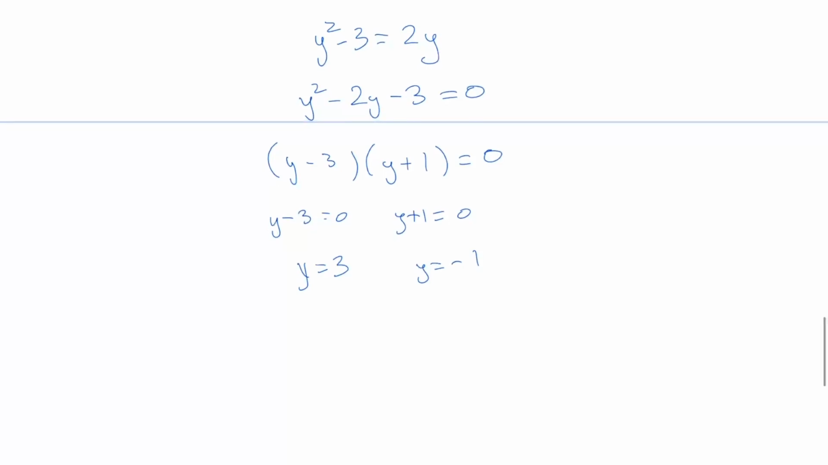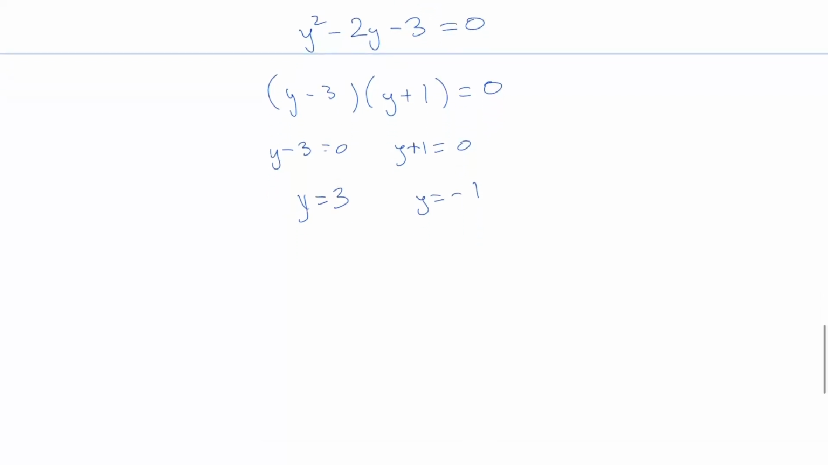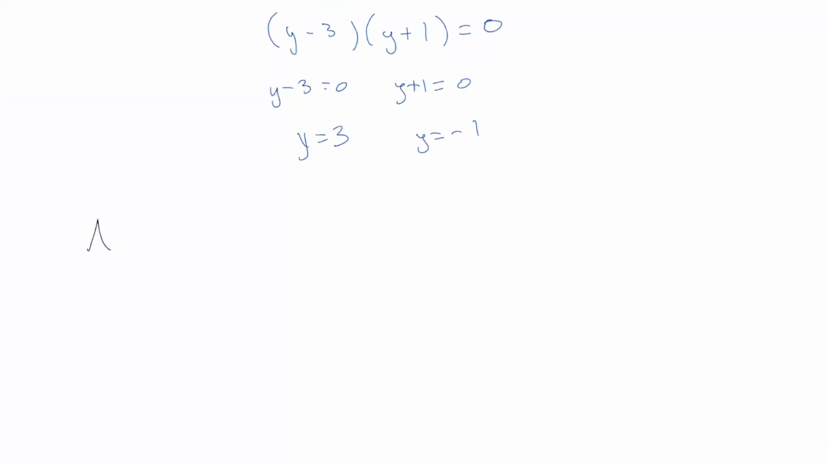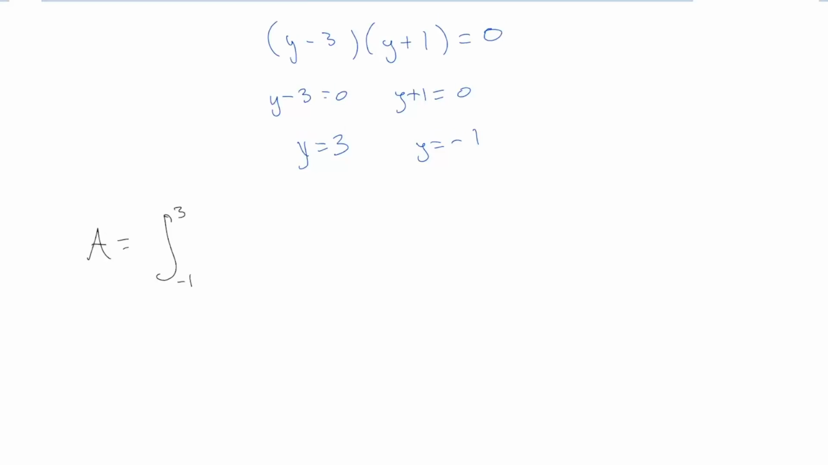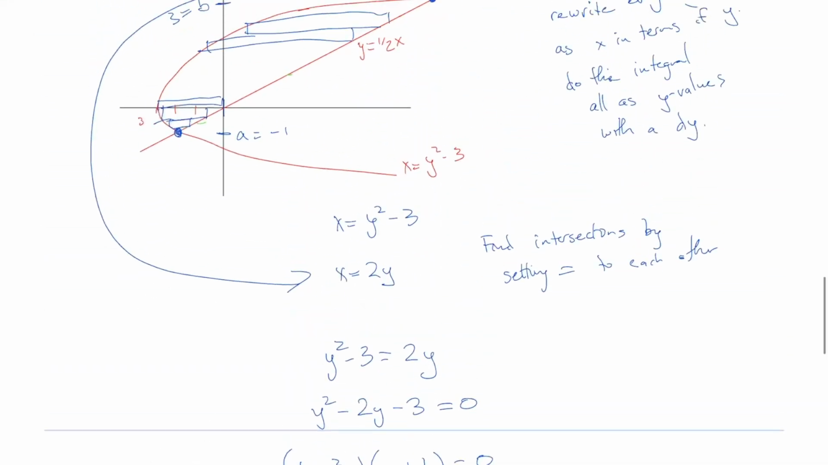So my area is, somehow I got onto blue pen, the integral of something to something. The boundary values here will be minus 1 to 3. That's the range of y values that we're considering when we do the integral. And then I go bigger minus the smaller. And you have to be a little careful about what exactly that means in this case.